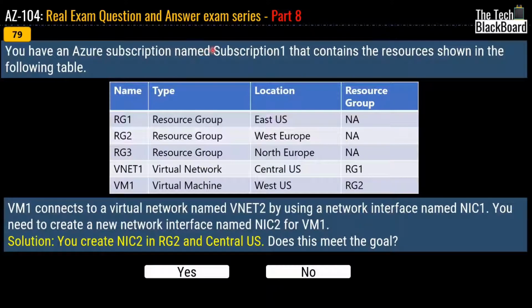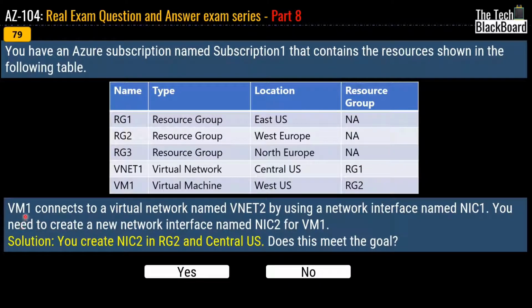Quickly moving to question number 79, it says that you have an Azure subscription named Subscription1 that contains resources as shown in the following table. You can see here we have a number of resources, and the names of the resources are given here. Then we have the type of the resources: resource group, virtual network, and virtual machine. Along with that, we are also given the location of the resources. You can check them here. And then we have the resource group, if applicable.